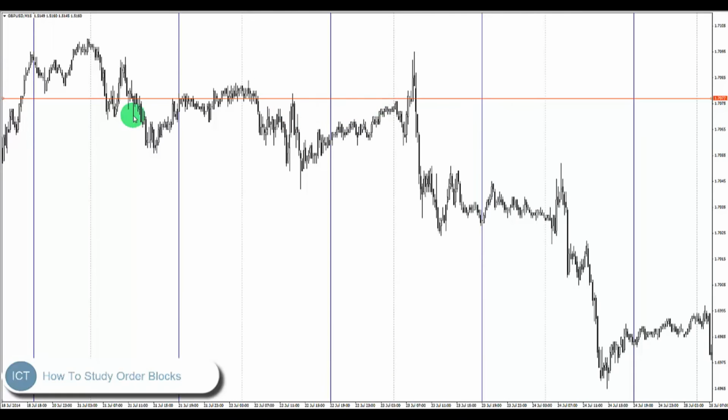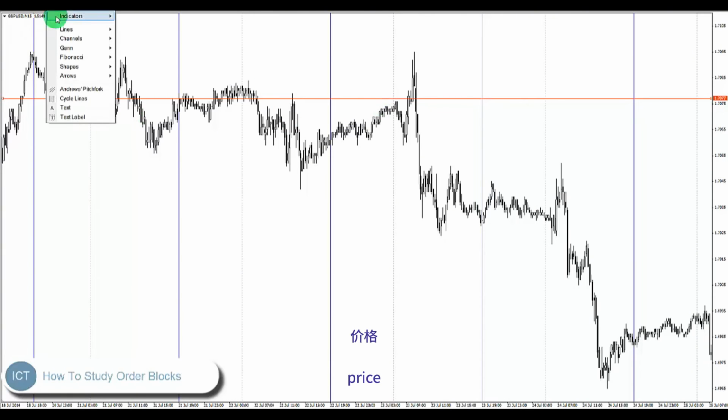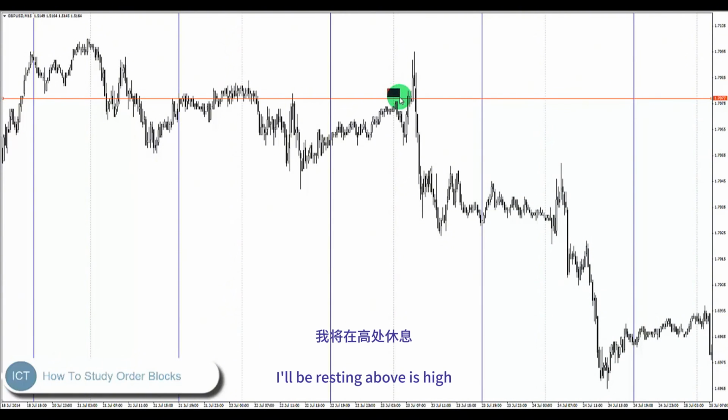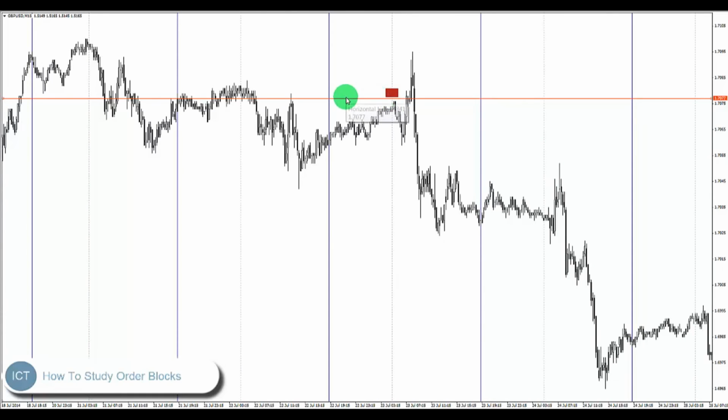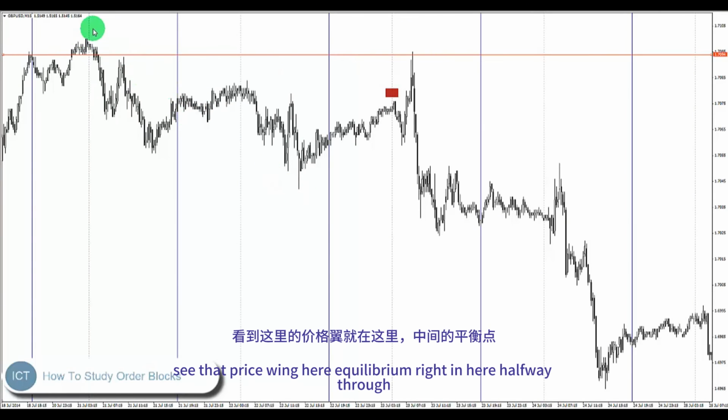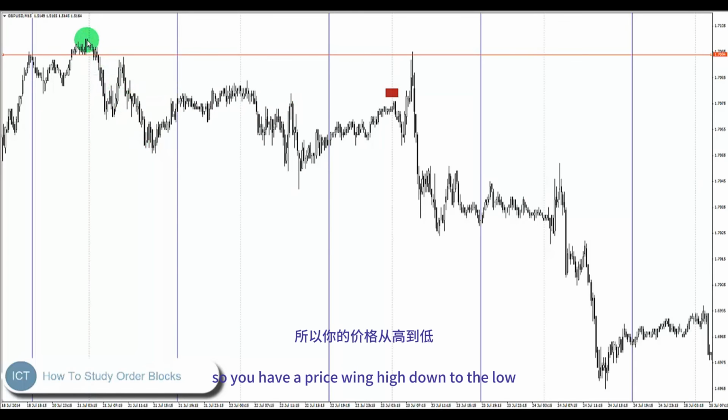I think I'm just going to use a little rectangle. Right in here, stops will be resting above this high. Parent price swing, market structure, high down to the low. See that price swing here? Equilibrium, right in here, halfway through. So you have a price swing high down to low, then a measured move from high to low.